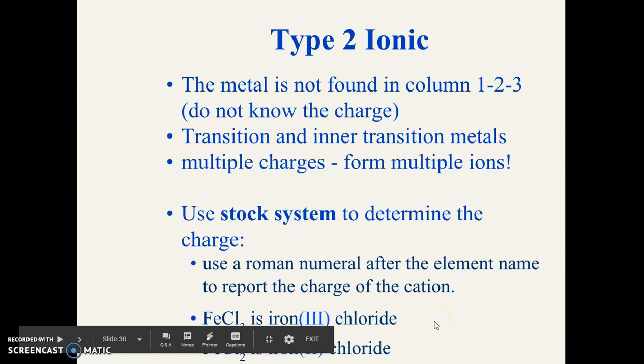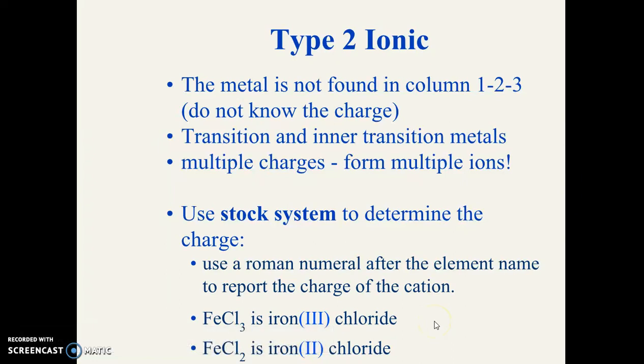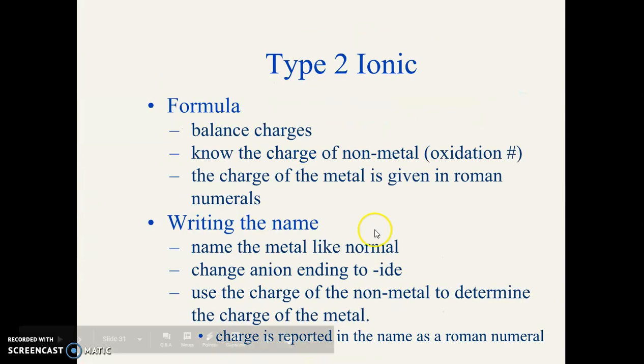This next one down here is FeCl2. Well, chlorine is still 1-, and I have 2 of them, so I have a total of 2-, which means that that iron has to be a 2+. So in this case, it's not iron(III), it's iron(II) chloride. And I show the distinction between them by putting the 2 in Roman numerals. So what's in the Roman numerals is the charge.